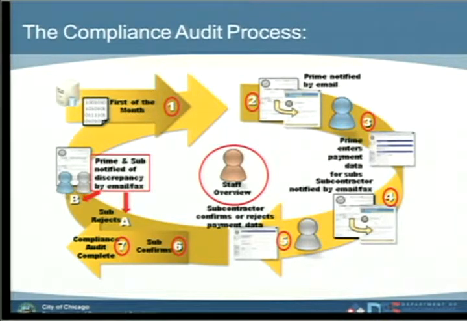The first slide is the compliance audit process. Look at this as a flow chart. The first step in the process is the compliance officer actually goes into the certification and compliance system and creates the actual project. I'm going to refer to the certification and compliance system as the C2 system for the purposes of today's workshop. So the first step, after the compliance officer creates the project in the C2 system, the City of Chicago reports a payment at the beginning of the month for the project.